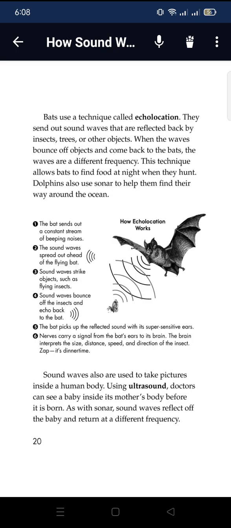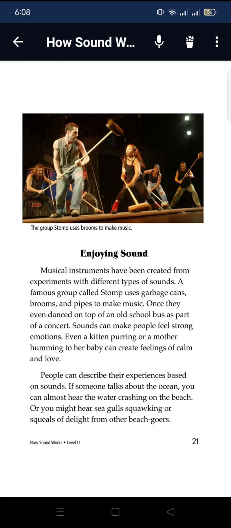Sound waves are also used to take pictures inside the human body using ultrasound. Doctors can see a baby inside its mother's body before it is born. As with sonar, sound waves reflect off the baby and return at a different frequency.